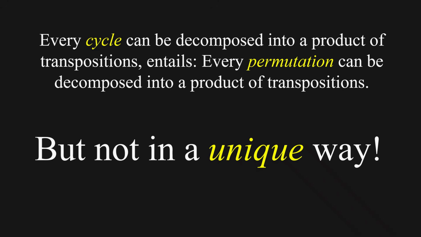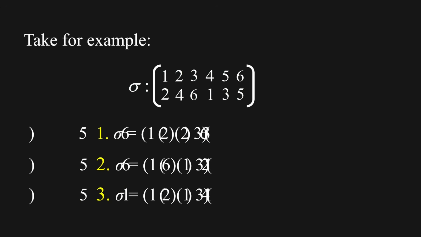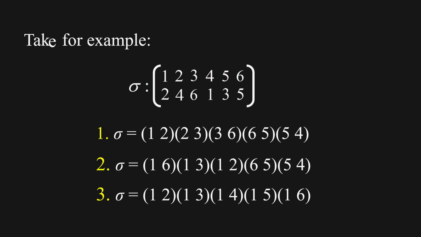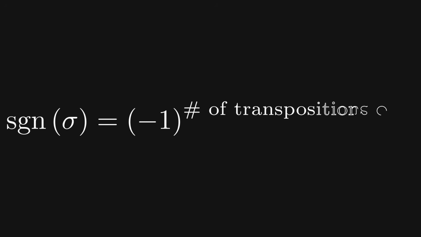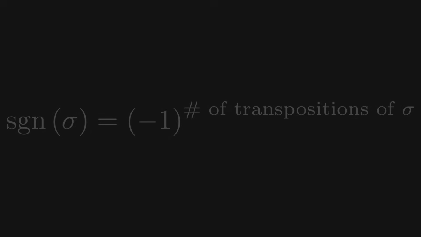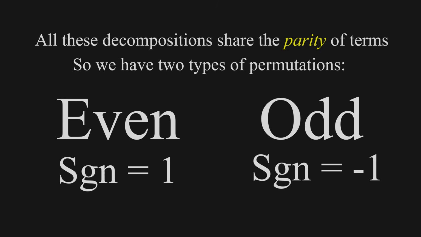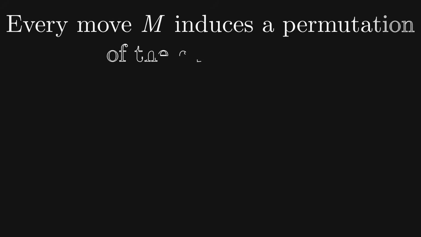Such a decomposition is not unique. In fact, infinitely many such decompositions exist. However, what's shared between all decompositions is their parity, meaning if one decomposition of a permutation into transpositions contains an even number of terms, then all decompositions will contain an even number of terms. This allows us to classify all permutations into two classes, even permutations and odd permutations. We consequently define the signature of a permutation to be the quantity (-1) to the power of the number of transpositions. We say a permutation is even if it has a signature of 1, and odd if it has a signature of -1. Let's apply all of this to the Rubik's Cube.